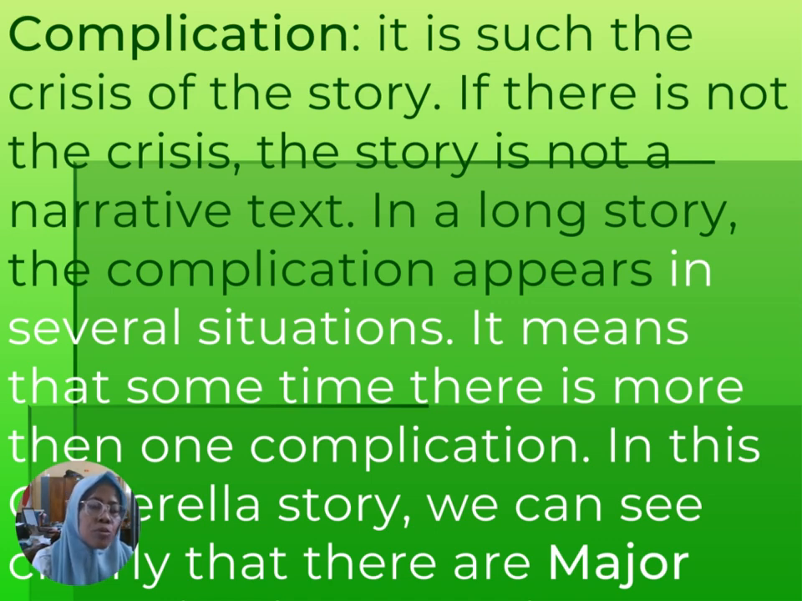And then we go to complication. What is complication? It is the crisis of the story. If there is no crisis, the story is not a narrative text. In a long story, the complication appears in several situations. It means that sometimes there is more than one complication.